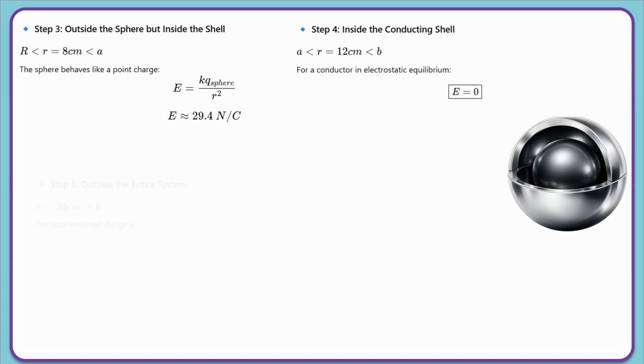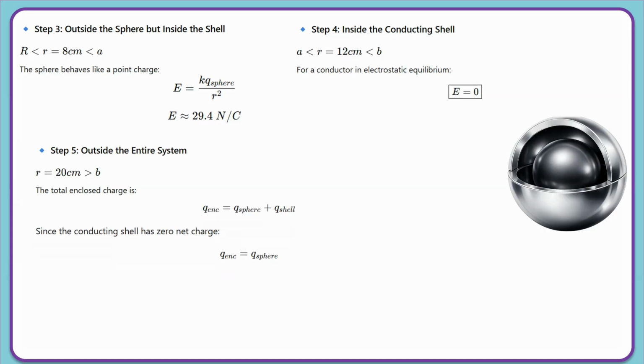Part D, R equals 20 centimeters. Now the point is outside the entire system. The conducting shell has 0 total charge, so the enclosed charge is only the charge of the inner sphere. Therefore, the system behaves like a point charge with charge Q sphere. Using Coulomb's law, we obtain E equals 4.7 newtons per coulomb. Excellent work. This was another important and common exam problem from Gauss's law.